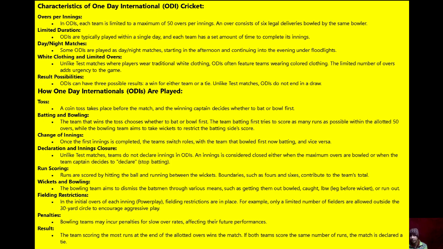Next point, run scoring. Runs are scored by hitting the ball and running between the wickets. Boundaries such as fours and sixes contribute significantly to the team's total.